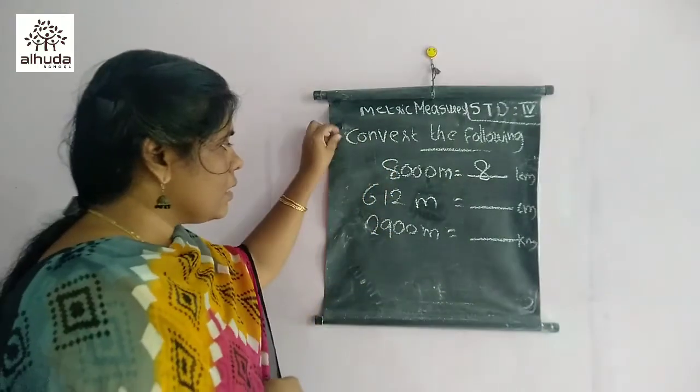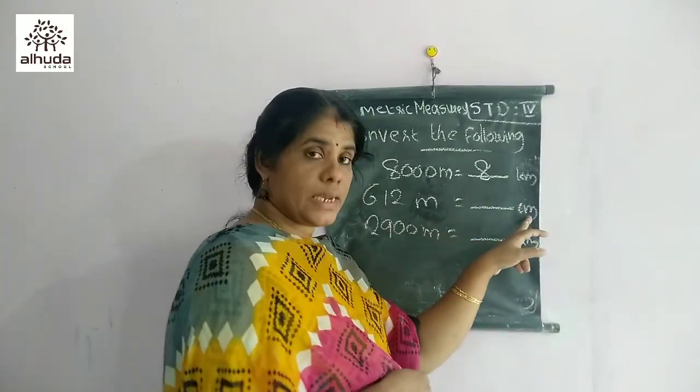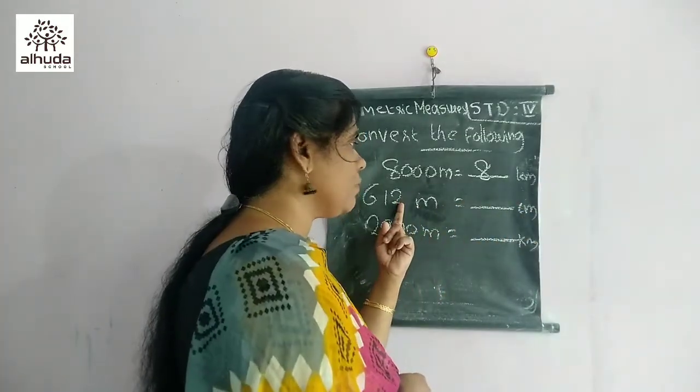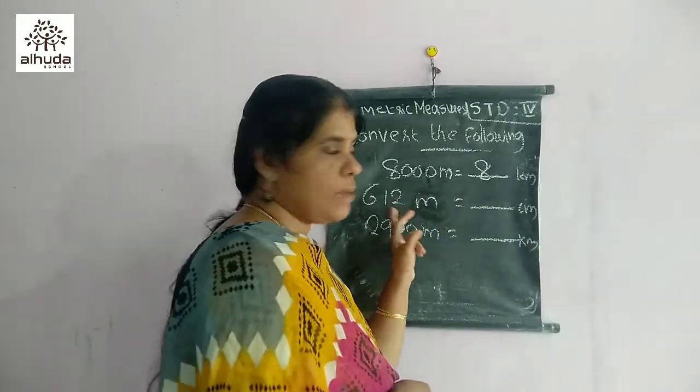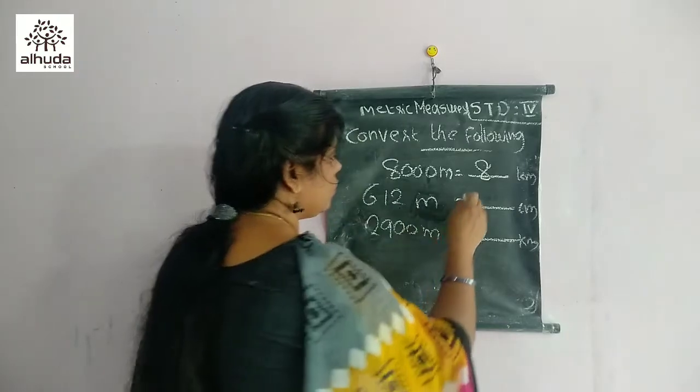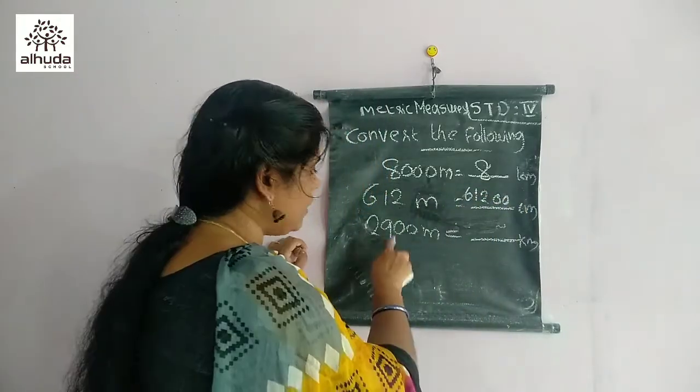Then here 612 we are converting meter to centimeter. That is multiplication will come. Higher unit we are converting to smaller unit. So multiplication will come. So 612 into 100. That is 61200 centimeter. Division will come there.